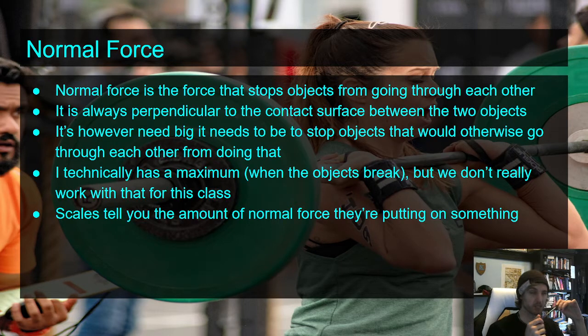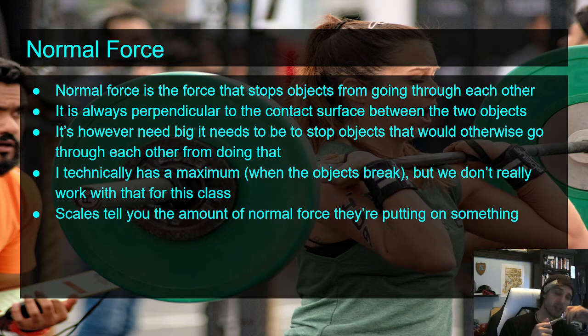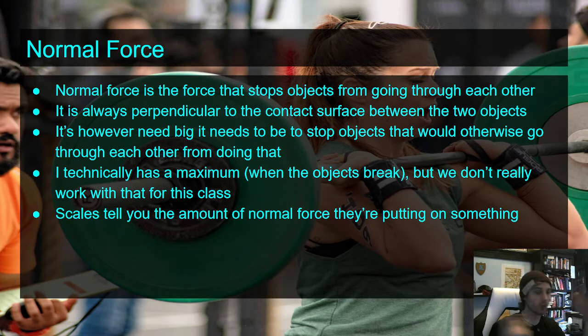There is technically a maximum to normal force, because what happens when you reach the maximum normal force on an object is that the object breaks. But for this class, unless we're explicitly trying to figure out whether or not something breaks, don't worry about it. Normal force can be however big it needs to be. Normal force can't be negative, though. You can't ever pull with normal force because it's trying to stop things from moving through each other.